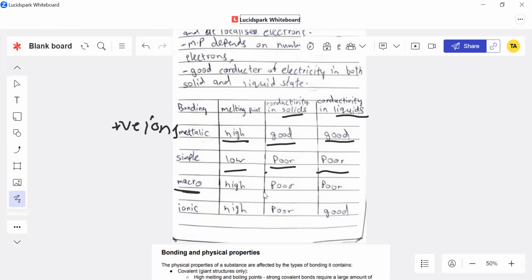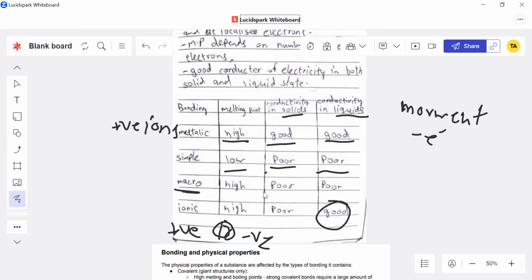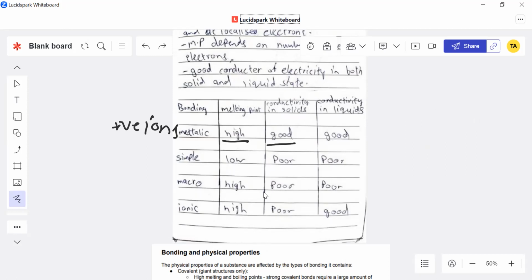And ionic bonding has a high melting point because of the attractive forces between positive and negative ions. So positive and negative ions cause a high melting point. And the conductivity in solids is poor, but in liquids it's good. Conductivity depends on the movement of electrons. If electrons are able to move freely, this will cause good conductivity. So in liquids, electrons can move more freely because they have more space. So that will cause better conductivity. So remember, learn this table. You can take a screenshot.